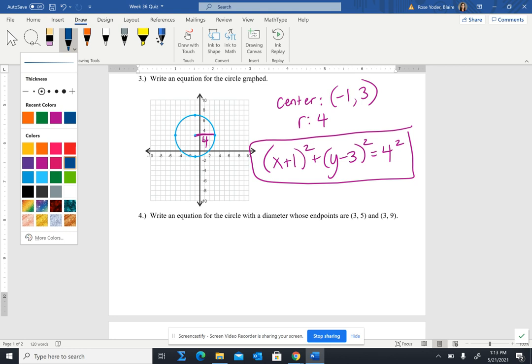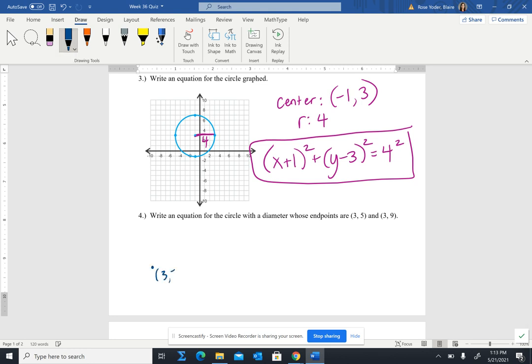All right, the final question. The endpoints of the diameter are 3, 5. I'm going to make a little sketch, and 3, 9. We need to find the point that's halfway between them. So I think a lot of you noticed that they both have 3 as the x coordinate. So the point halfway in between is still going to be on that same vertical line. And then I think some of you just know what's halfway in between 5 and 9.